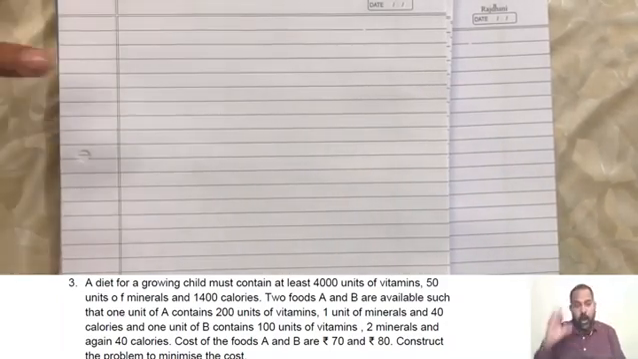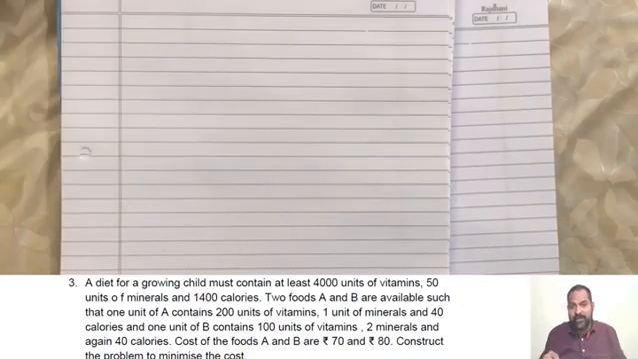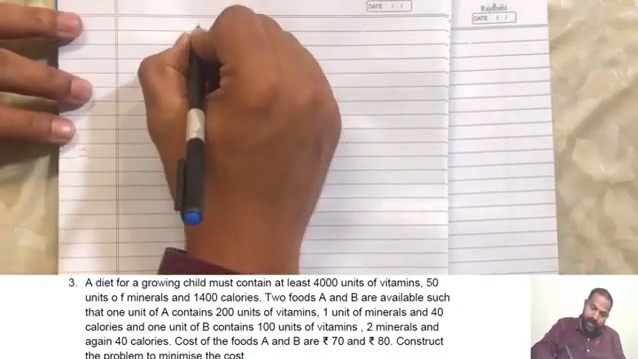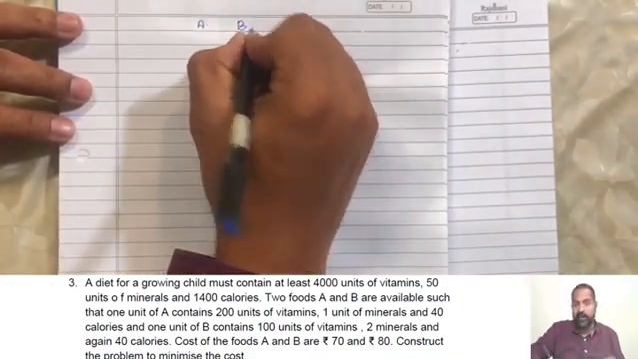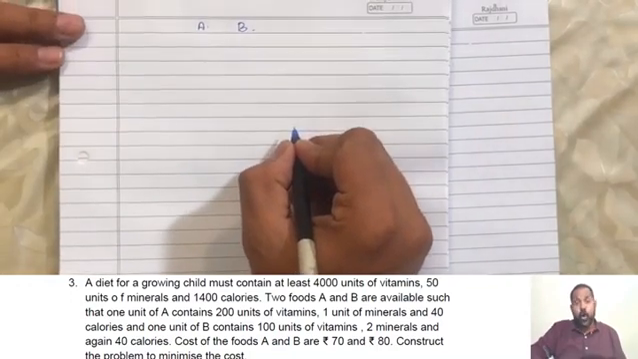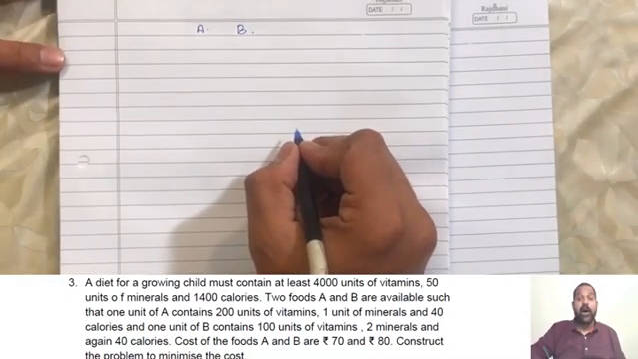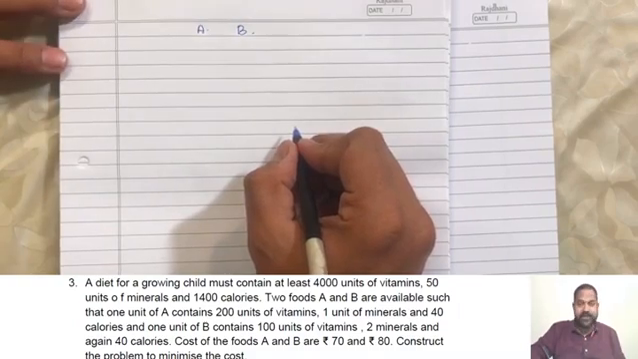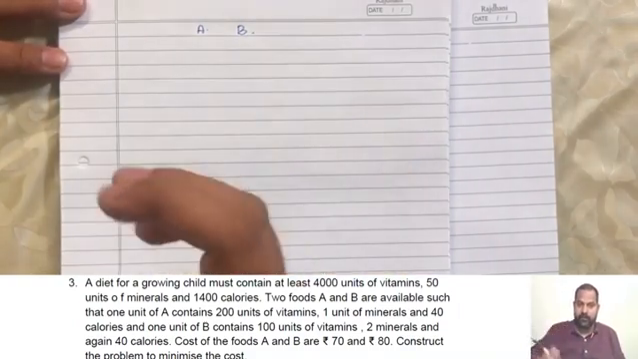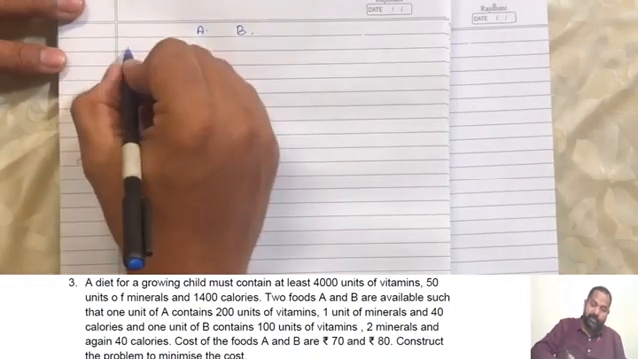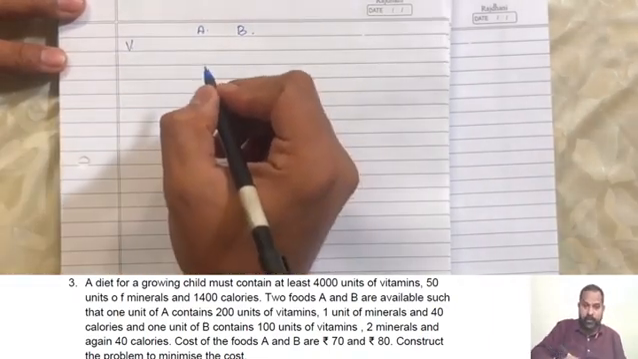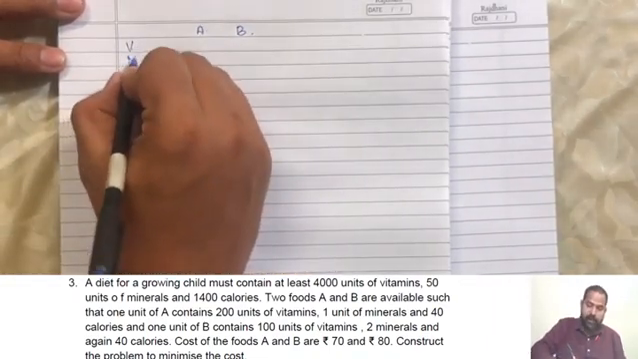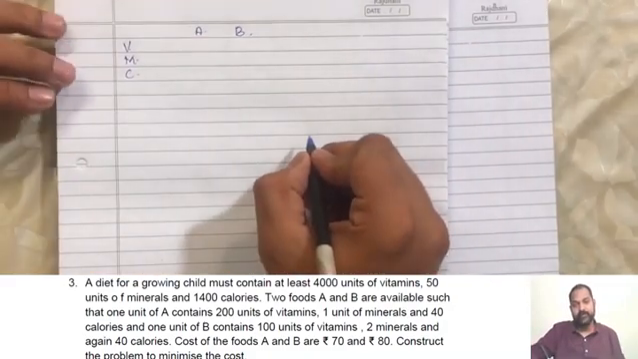Whatever said, whose cost is to be minimized? A and B. Then A and B become your variables. Who are causing a constraint or limitation in minimizing of the cost? Well, 3 things. Number 1 is requirements of vitamins. Number 2 is requirements of minerals. And number 3 is calories.